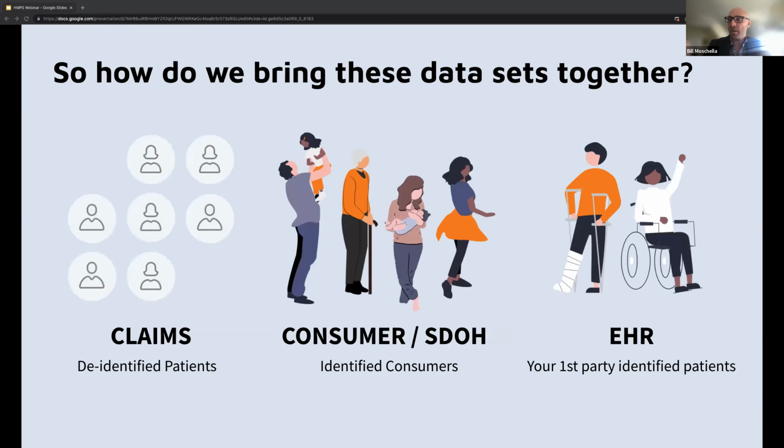So now here comes the major question that you all would start to ask yourself. I now know all these different data sets. I have the tools and technology to be able to bring them in and store them on my own. How do I start to bring this together? If I've got de-identified patient records and identified patient records and identified consumers and de-identified consumers, how do I stay compliant? How do I bring this all into one place?